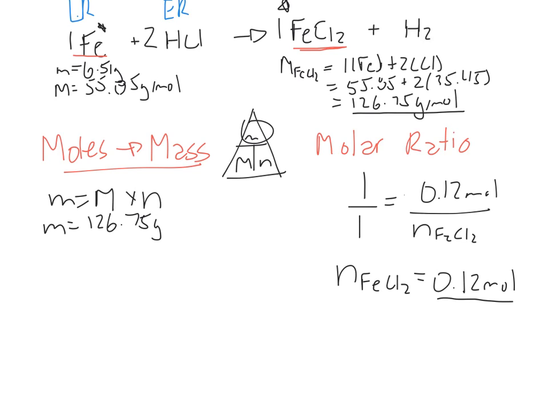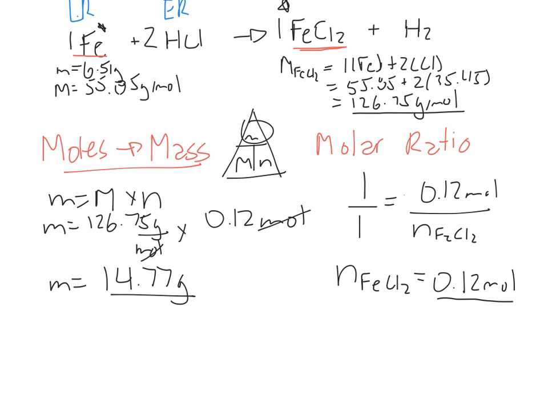126.75 grams per mole times 0.12 moles. These moles here are going to cancel out. And I am going to be left with 126.75 times 0.12, which is going to give me 14.77 grams. So we can go ahead and write a nice therefore statement.